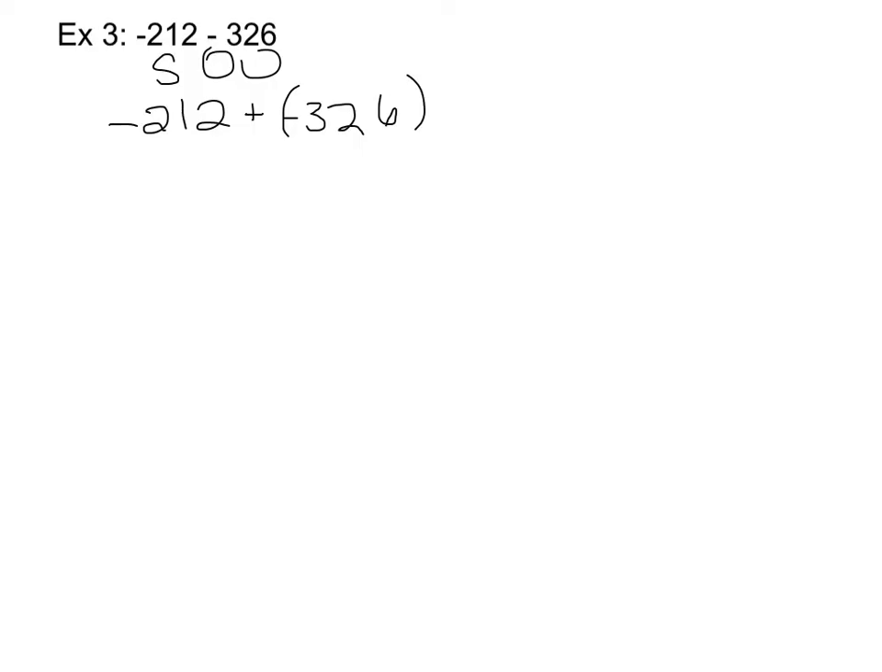Now you should know when you're adding two negative numbers together, you're getting a larger negative. So actually this is an addition problem. We're going to get a larger negative by adding these two negative numbers. So when I simplify negative 212 minus 326, or negative 212 plus negative 326, I get negative 538.